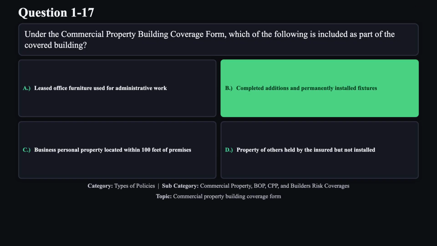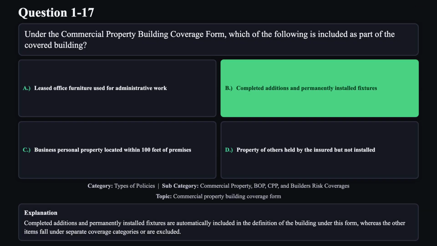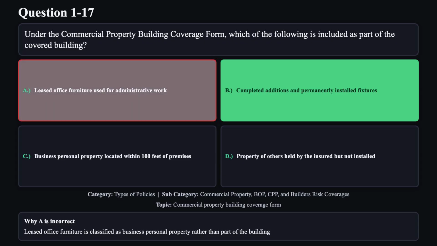The correct answer is B. Completed additions and permanently installed fixtures are automatically included in the definition of the building under this form, whereas the other items fall under separate coverage categories or are excluded. Reason A is not correct. Leased office furniture is classified as business personal property rather than part of the building.